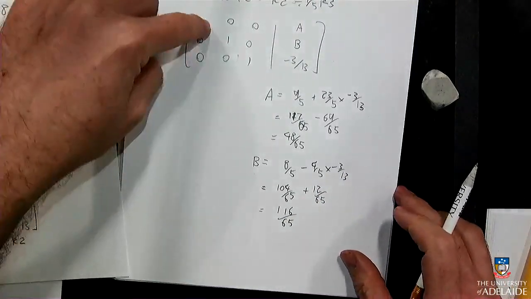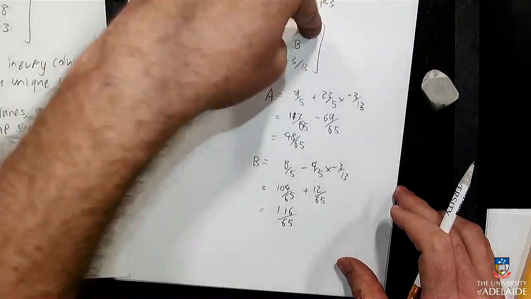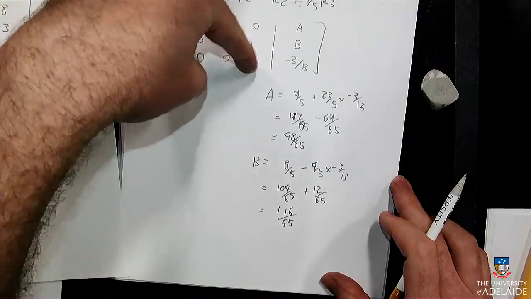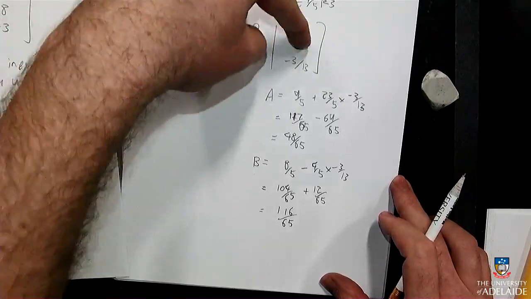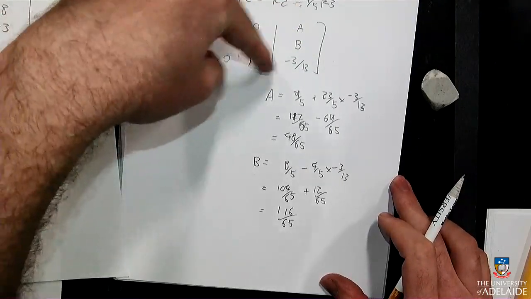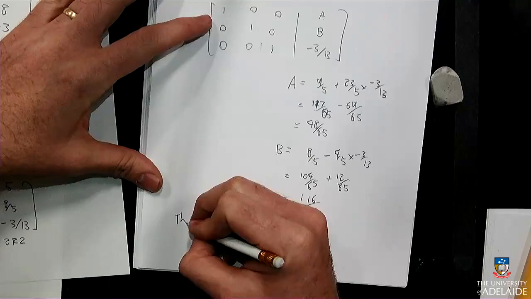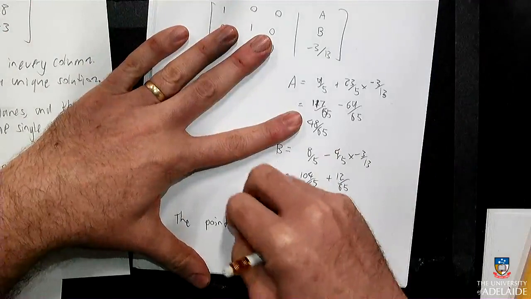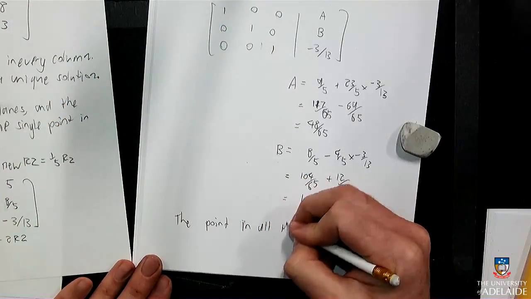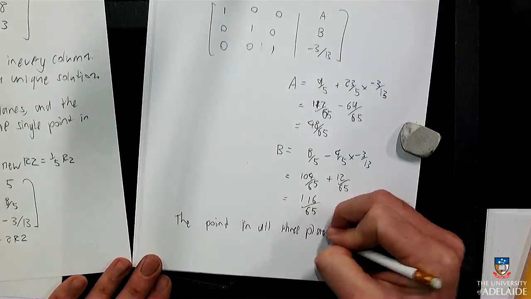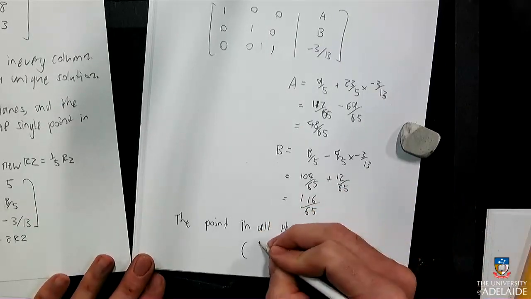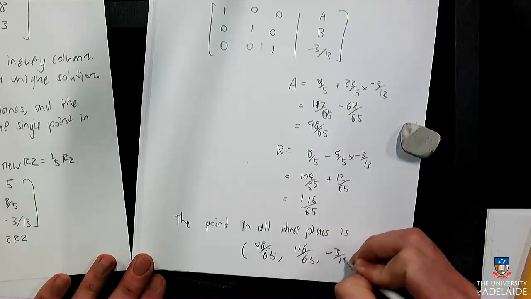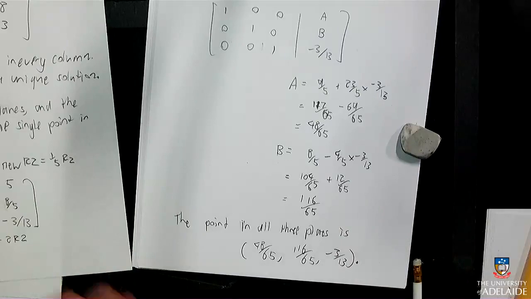So my solutions are that x plus 0y plus 0z is this, 0x plus 1y plus 0z is this, and 0x plus 0y plus 1z is this. And so the point in all three planes is 48 on 65, 116 on 65, minus 3 on 13. Yay!